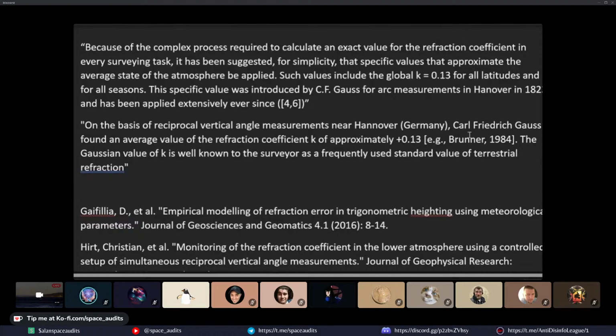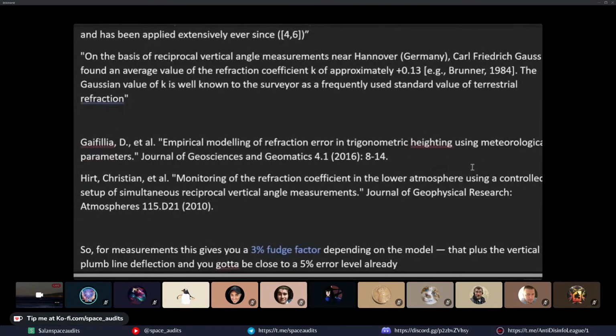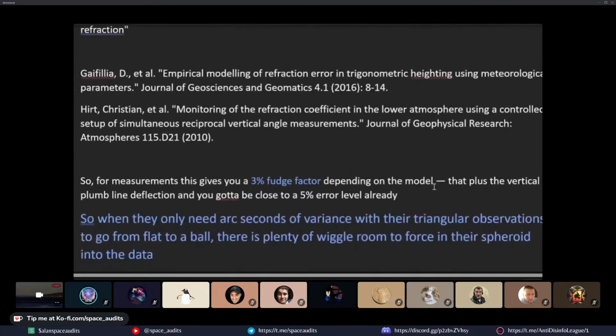Now, another quote. On the basis of reciprocal vertical angle measurements near Hanover, Germany, Carl Friedrich Gauss found an average value for the refraction coefficient, approximately plus minus 0.13, and the value of K is well known to the surveyor as a frequently used standard value of terrestrial refraction. Here's another one where they explain how that causes problems. Empirical modeling of refraction error and trigonometric heightening uses meteorological parameters. Right, so monitoring of the refraction coefficient in the lower atmosphere using a controlled setup of simultaneous reciprocal vertical angle measurements.